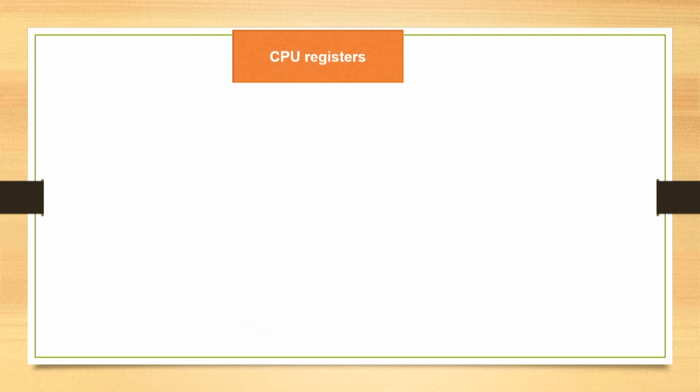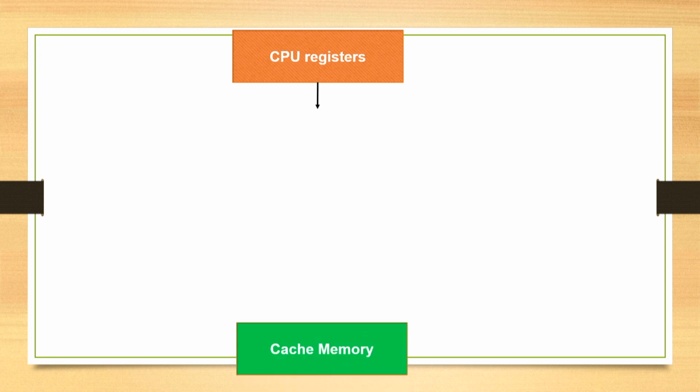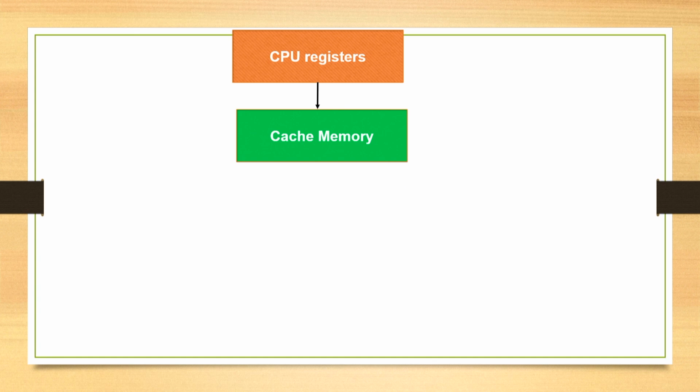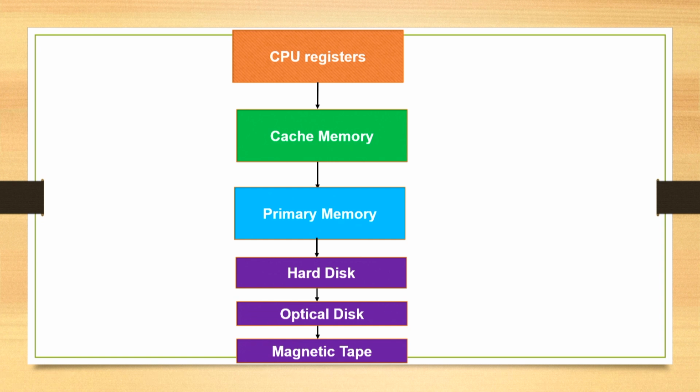It means first we have the CPU registers. CPU register is where the data is stored temporarily, which is required by the CPU for its processing. It is faster than the cache memory. Cache memory is also used for temporary storage. It is also a high speed memory but low capacity. Then comes primary memory, that is your RAM, random access memory. Then comes hard disk, after that optical disk and the magnetic tape, at the same level.